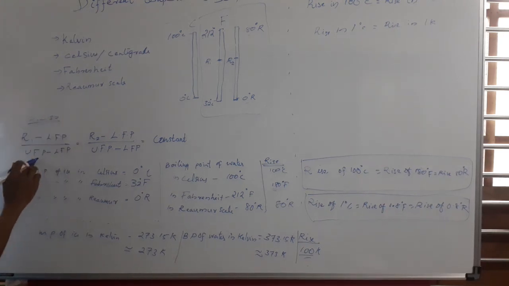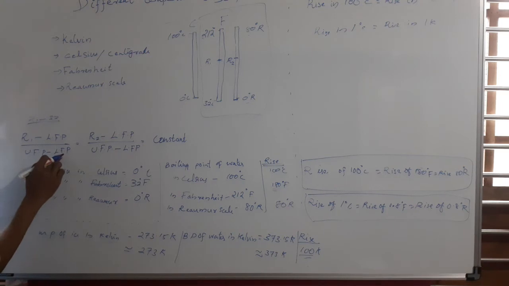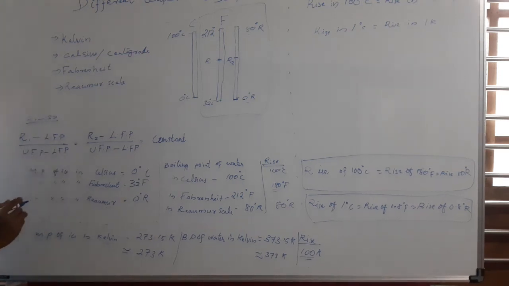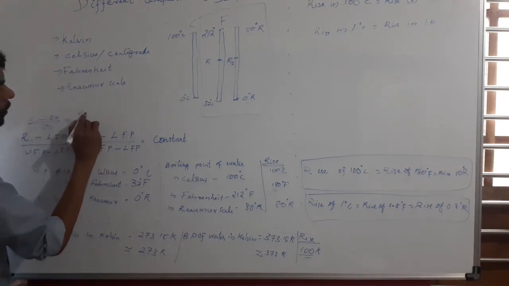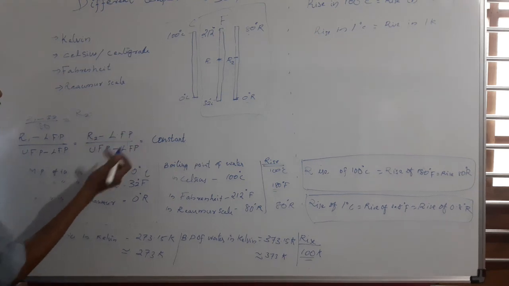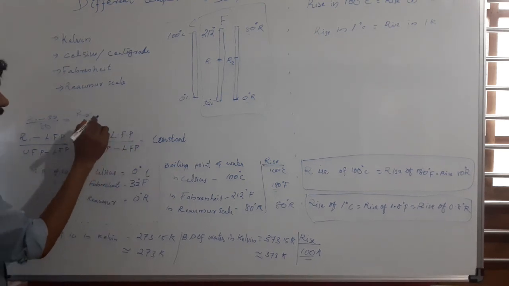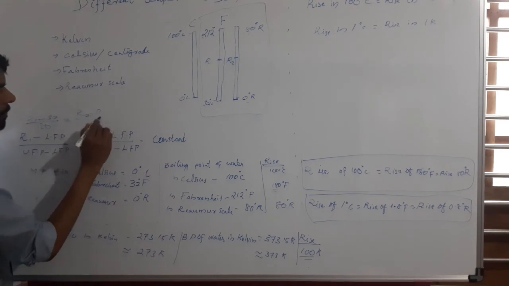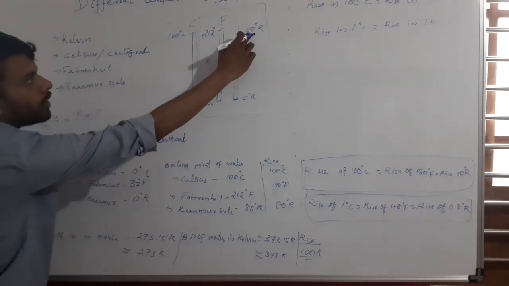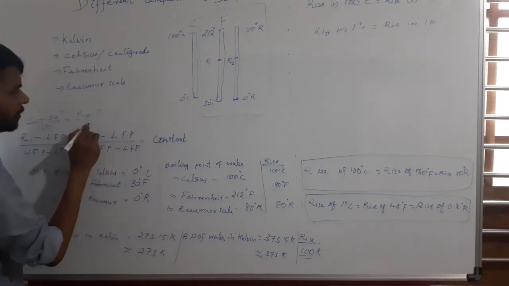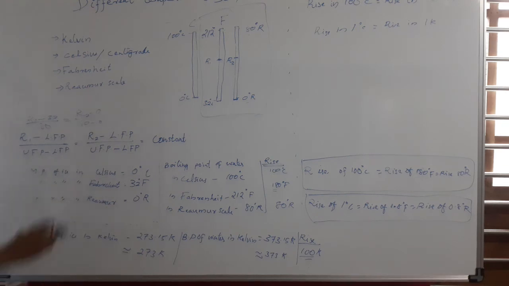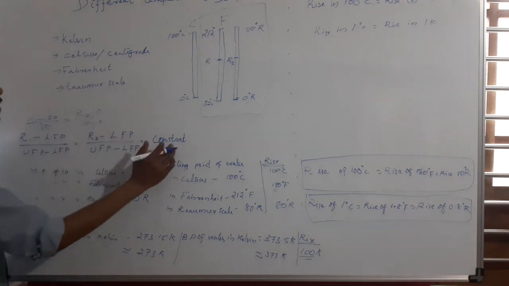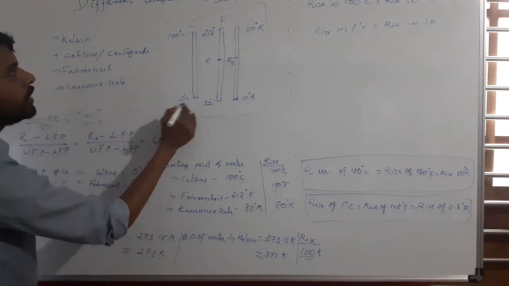So we can write it as R1 minus 32 whole divided by upper fixed point 212 minus lower fixed point 32, so 212 minus 32 is 180, is equal to R2 minus lower fixed point 0, so R2 minus 0 divided by upper fixed point 80 minus 0. So simply you can write R2 divided by 80. So this comparison will always be a constant. We can also relate with these two also.